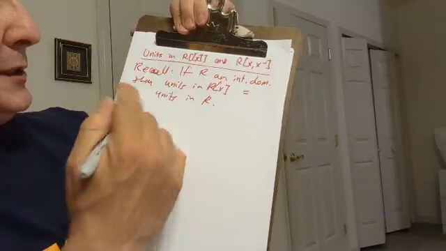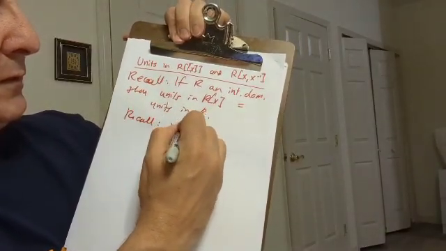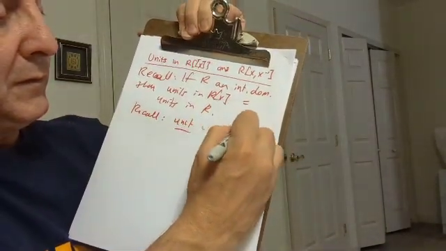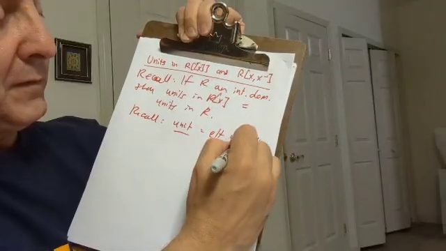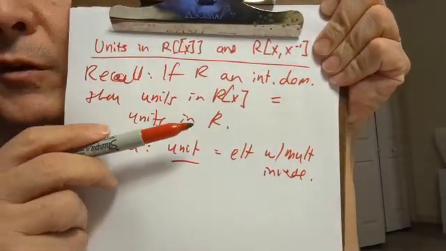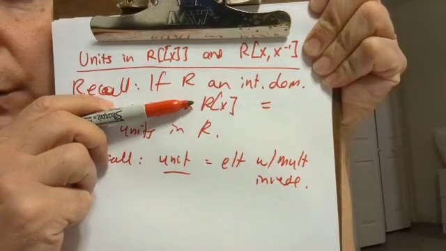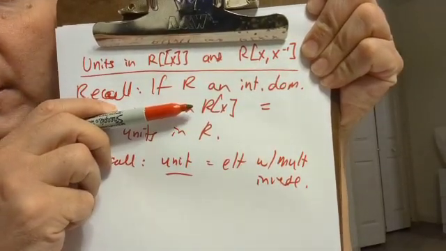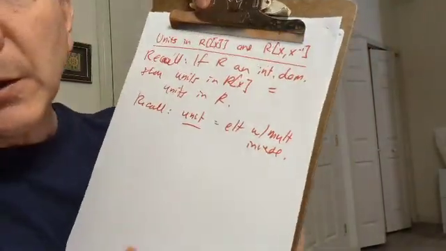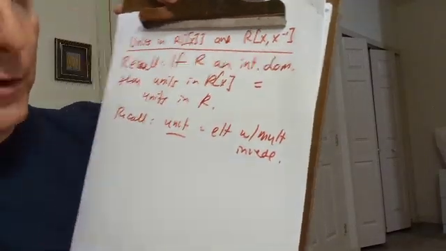And recall a unit is an element that has a multiplicative inverse. So if we look at all the units in R, all the elements that have multiplicative inverses, that's all there is to the elements that have multiplicative inverses in R[X]. We don't get any new invertible elements by adjoining X. But the situation is a little bit different in the ring of formal power series and the Laurent polynomial ring.